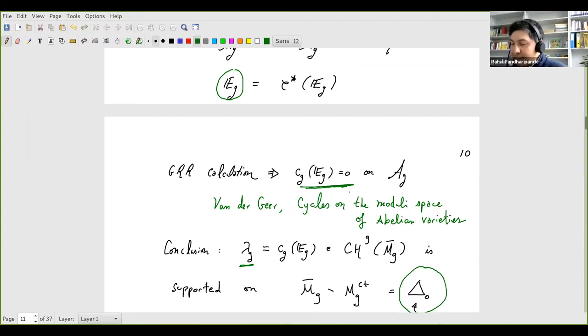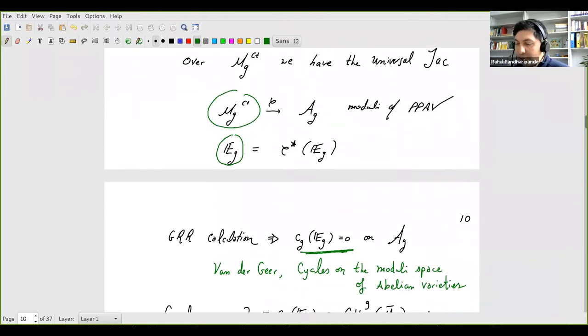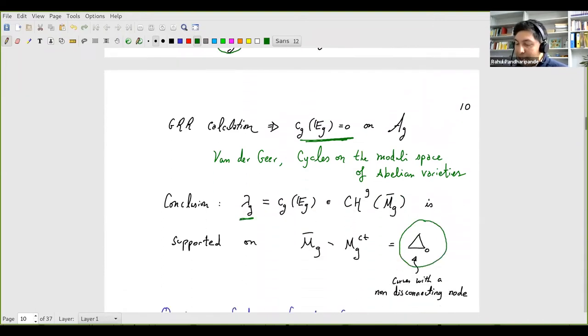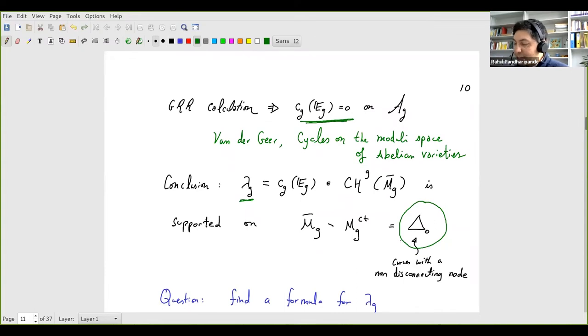But this is an equality on a non-compact moduli space. It gives you zero in Chow on a non-compact moduli space, and that means that when I go to the compact moduli space, the class is supported on what I've put in. So it says that the actual top Chern class on the compact moduli space is supported on this locus of curves with a non-disconnecting node. Do you accept that?